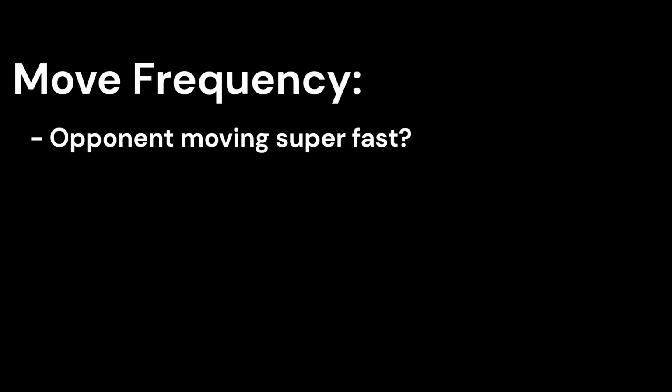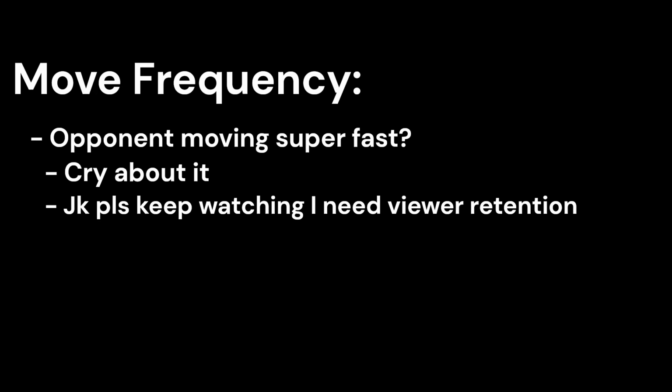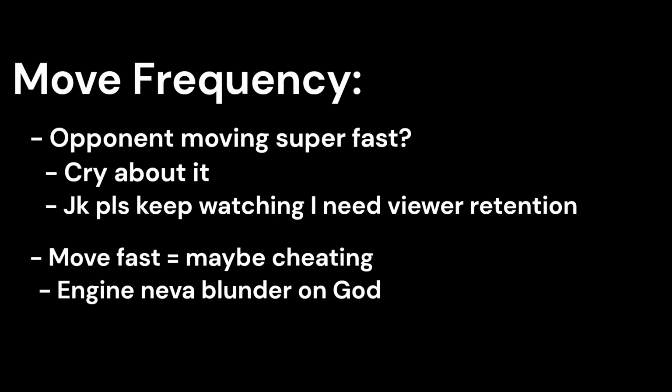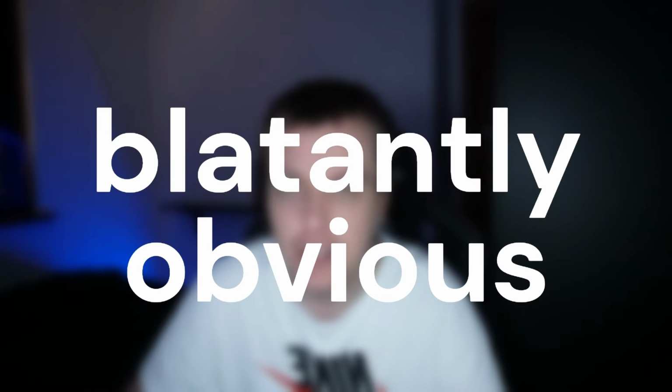Move frequency. Is your opponent moving super fast in-game without making any mistakes? This can also be a sign of cheating. As you saw earlier in the video, low-depth engines immediately give you a move. It might not be the best move, but it will never be a blunder. For a lot of people, this is blatantly obvious. If you've been playing chess for over 6 months, you could probably point out a blatant cheater with your eyes closed.